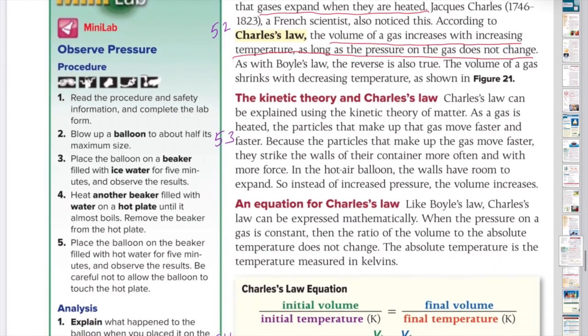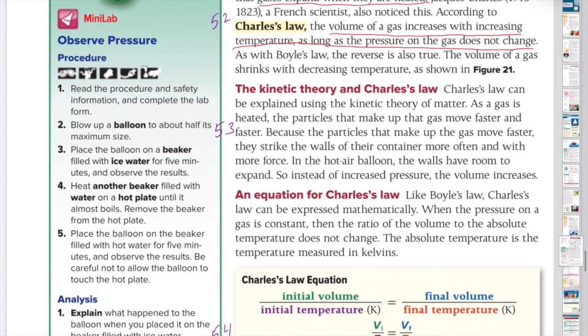The kinetic theory and Charles' law. Charles' law can be explained using the kinetic theory of matter. As a gas is heated, the particles that make up that gas move faster and faster. Because the particles move faster, they strike the walls of their container more often and with more force. In the hot air balloon, the walls have room to expand. So instead of increasing pressure, the volume increases.